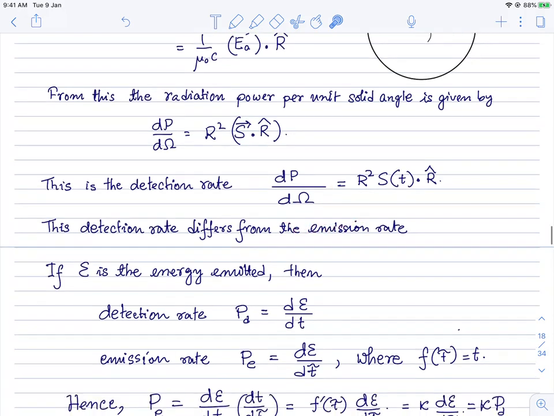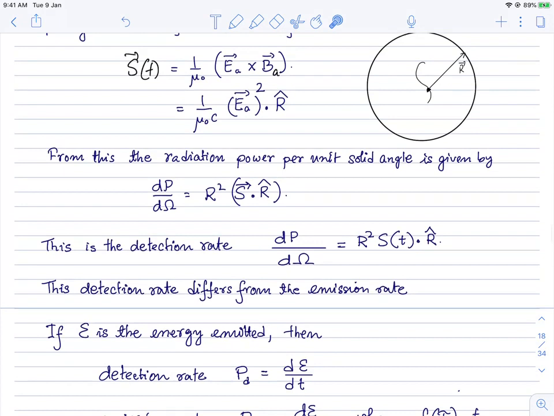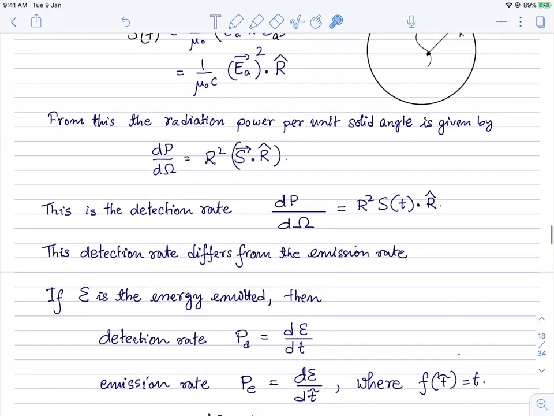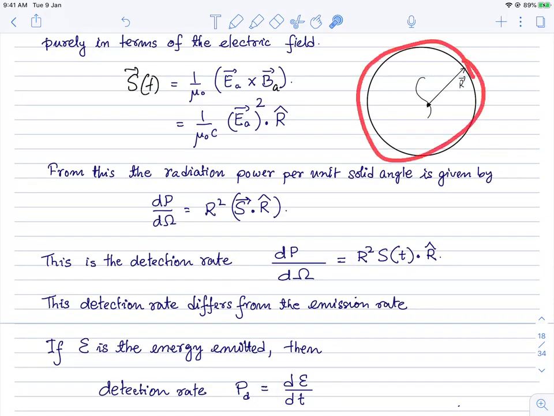But we know that you can write this detection rate as the energy, the differential energy that is going through this surface per unit time. That is power, right? Energy per unit time is power. So this is dE/dt, the detection rate. Now if you integrate it over d omega and find P, that P would be the total power going through this surface, the energy going through this surface per unit time at time t.